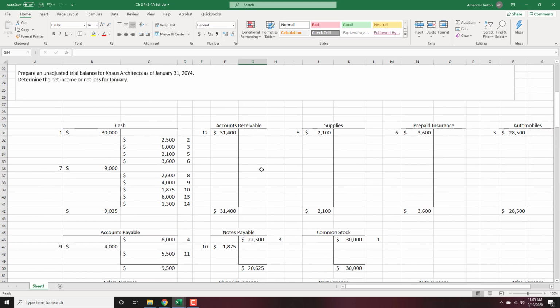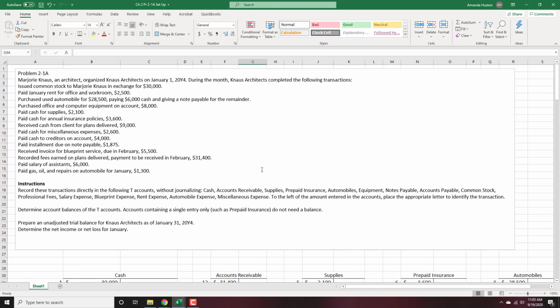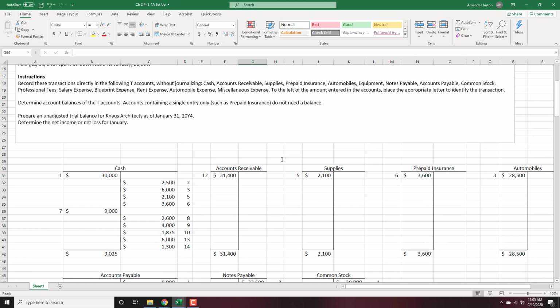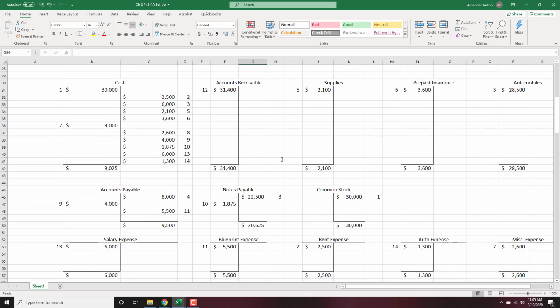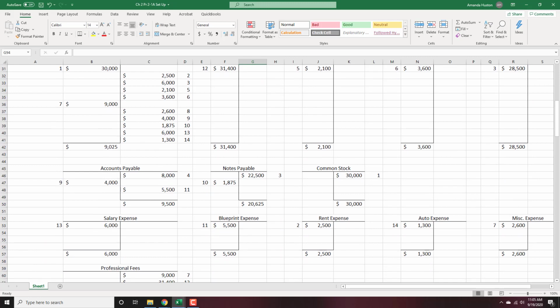And this is it. So this is the completed problem 2-1A. I'm going to post the answer sheet in Moodle as well, and this is your in-class online assignment for the day. Work through it on your own. Don't just copy mine. And if you have any questions, please reach out. Thanks.